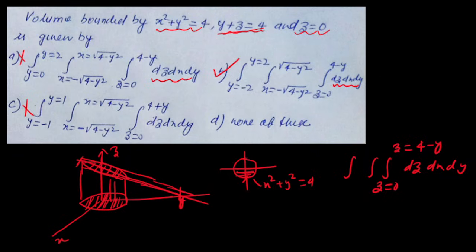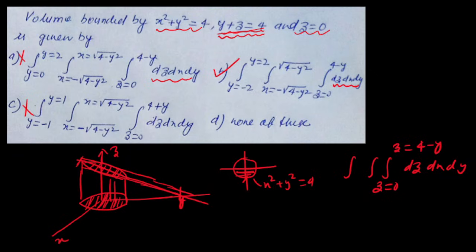And since we are taking the limit of z, and the top surface is this plane, that is y plus z is equal to 4. So z will be written in terms of y, that will be z will be equal to 4 minus y, and the z will always start at the bottom of this xy plane, means z is equal to 0. And once we have decided the limit of z, we take the projection of the top surface in xy plane.